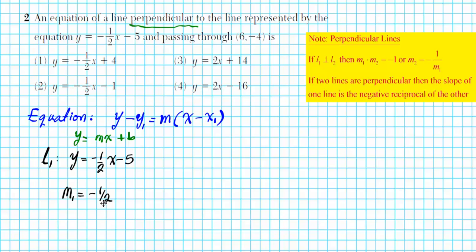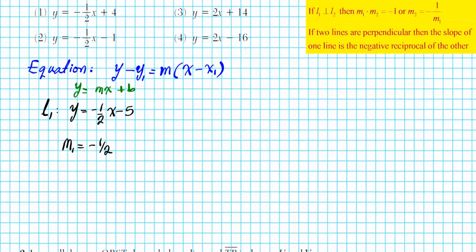Okay? Now, what is the slope of the second line if it is perpendicular to the first line? So that's the question. So if L2, the second line, is perpendicular to L1, all right, then m2, the slope of the second line, is going to be the negative reciprocal of the slope of the first line. Okay, correct that real quick. So let me erase that. The negative reciprocal of the slope of the first line. Okay.